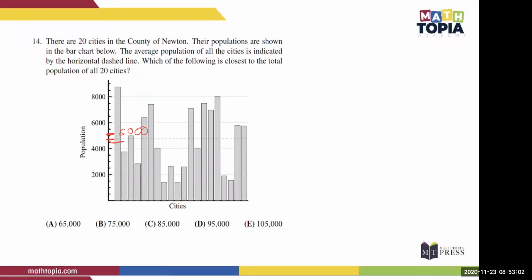This right there would be 4,500. And since this dashed line is right between these two values, we can assume it's 4,750. Sorry, this is 4,500 over here. 4,750 would be the value of this dashed line. That's great. And now, since it's asking for the total population, and it gives us the average, we can just multiply 4,750 by 20.